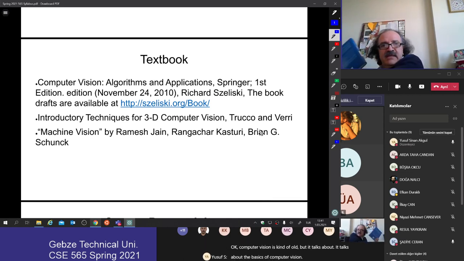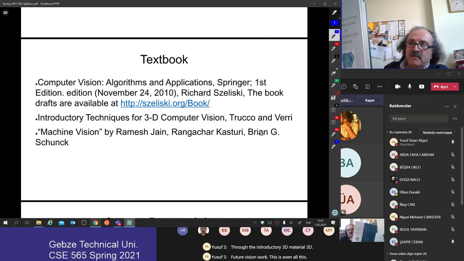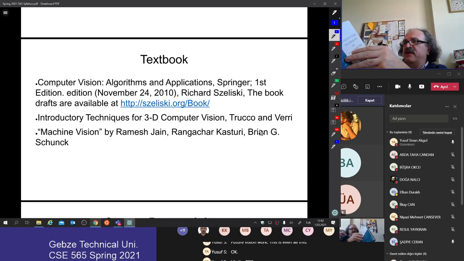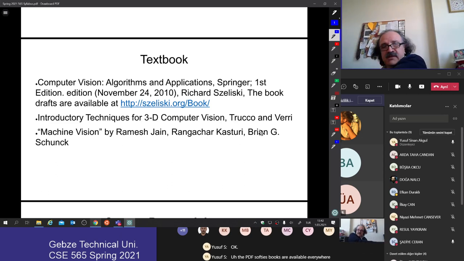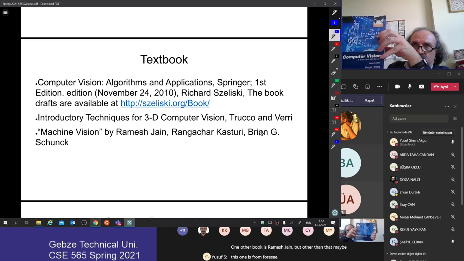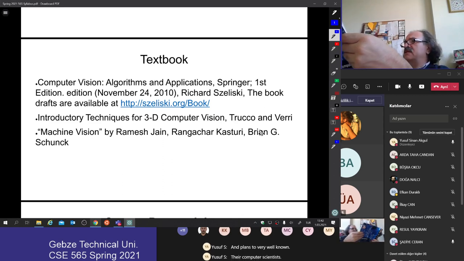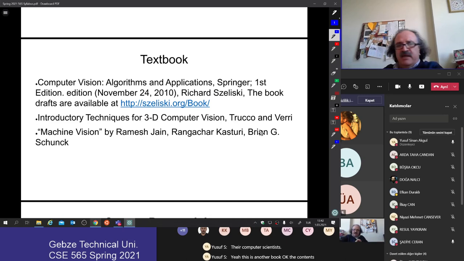Another good book is the 3D introductory, 3D computer vision book. This is even older. The PDFs of these books are available everywhere. And one other book is Ramesh Jain, but other than that, maybe this one is from Faugeras and Ponce, two very well known computer scientists. This is another book. The contents of these books are somewhat similar, and basic stuff, I will borrow material from them.